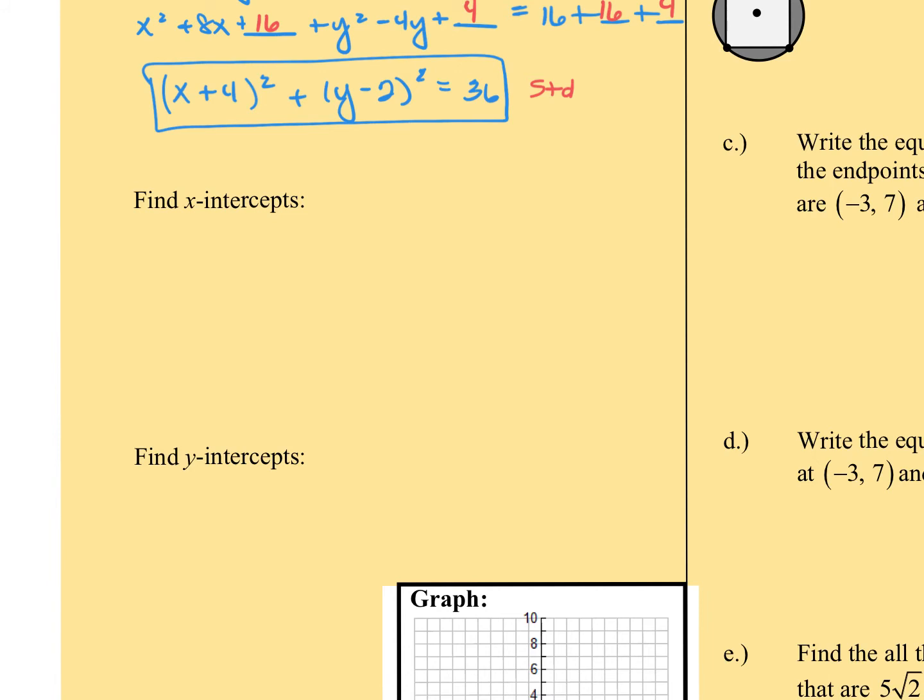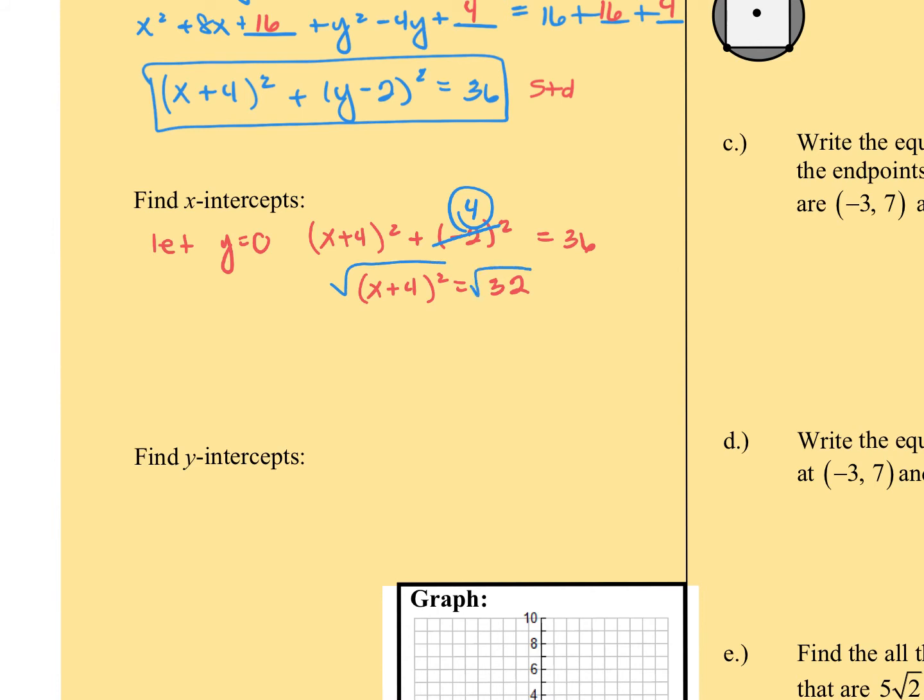So if we want to find the x-intercepts, remember that means let y equal 0. So if I put my y equals 0 in there, I'm going to be left with an (x + 4) quantity squared. Inside that parentheses, I'm going to write this middle step for us right now, and that's going to become a negative 2 squared equals my 36. Continuing on with this then, I know that this negative 2 squared is going to become a nice 4. So I can continue and say (x + 4) quantity squared, subtract that 4, that's going to get me to a 32. And now I can take the square root of each side.